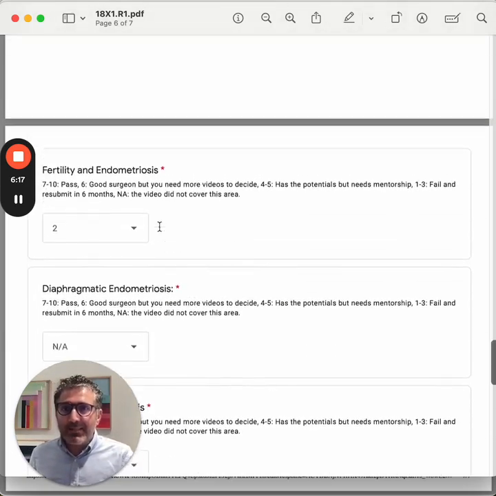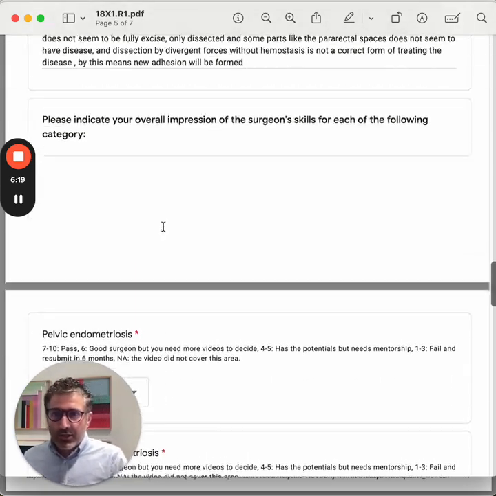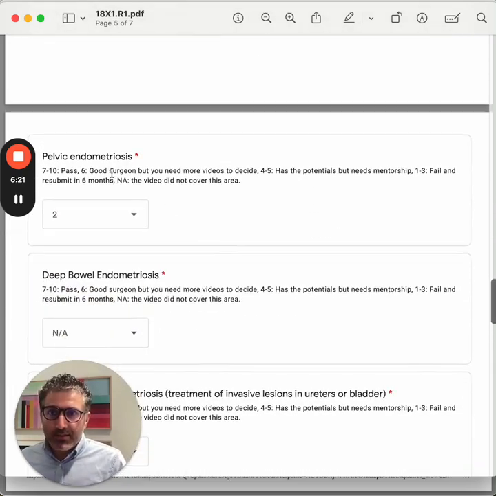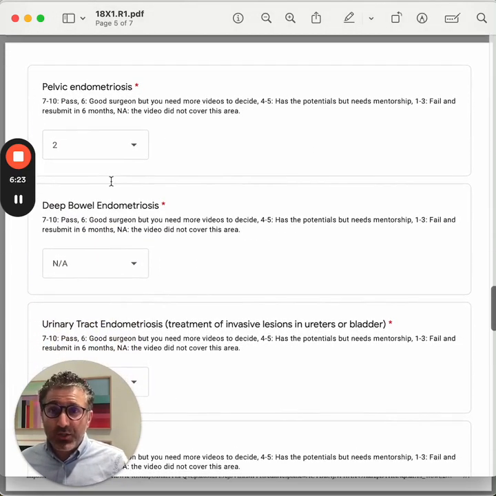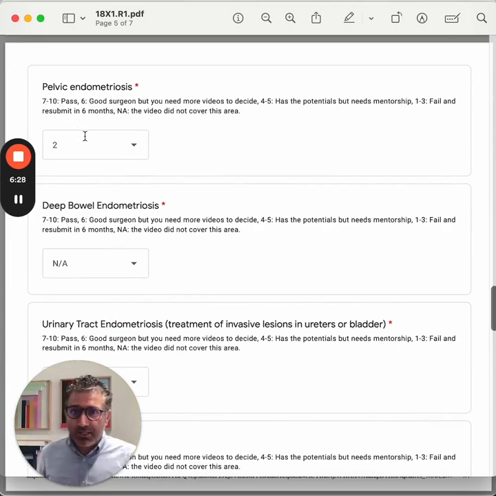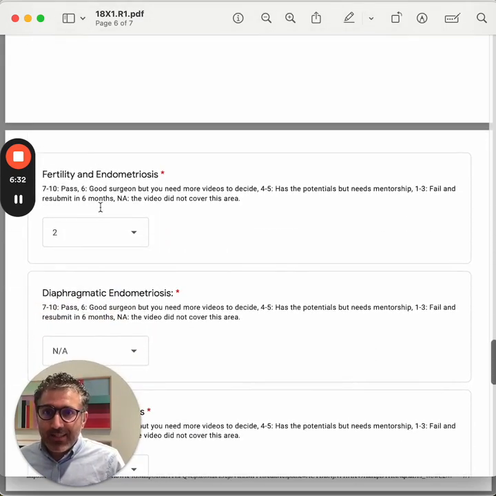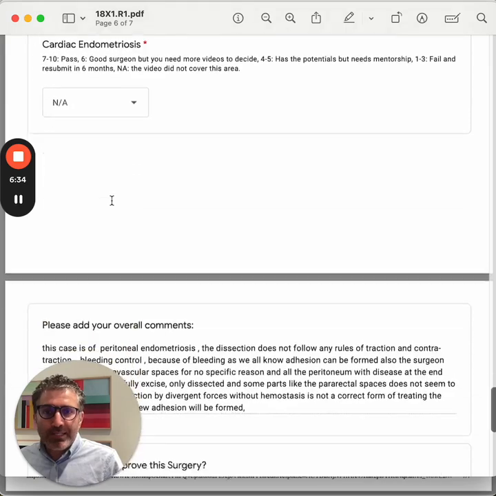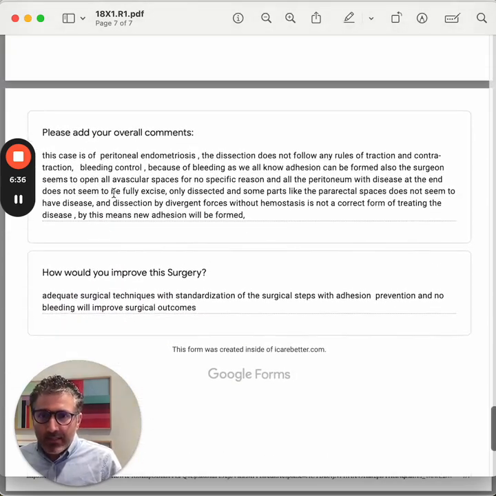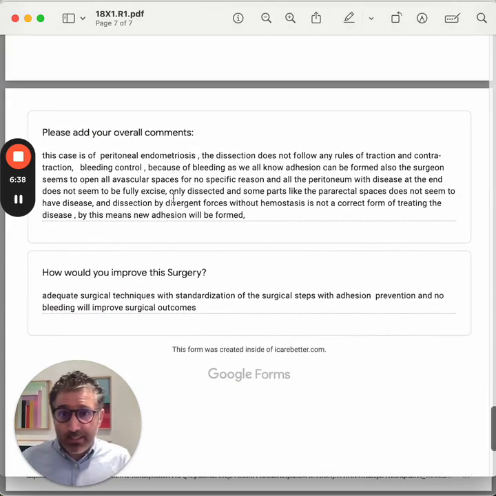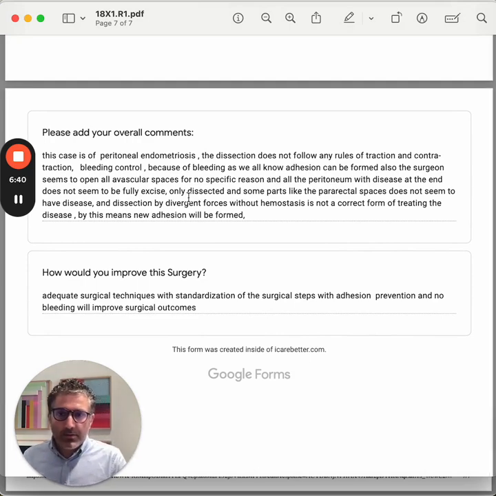Now let's look at the scores of this surgeon. Pelvic endometriosis got 2. Remember, 7 to 10 is the only score range with which the surgeon can pass. 2, and fertility endometriosis 2. So this surgeon obviously didn't pass the vetting. Their best case was this, and they didn't even pass the vetting, right?